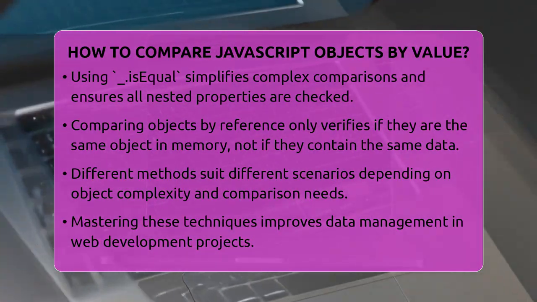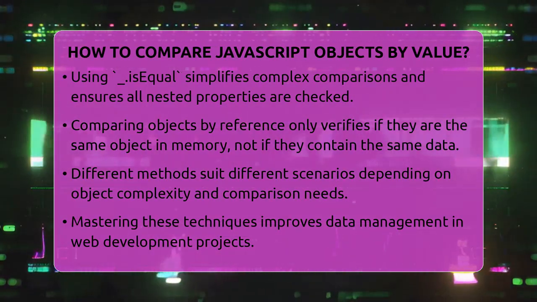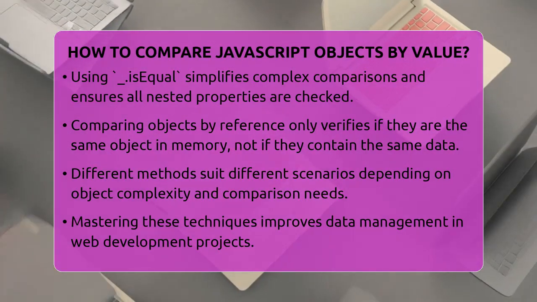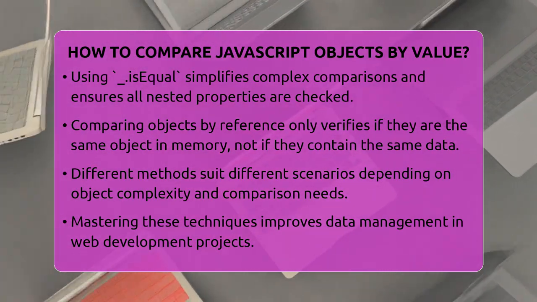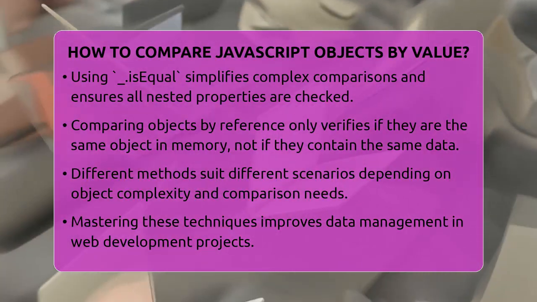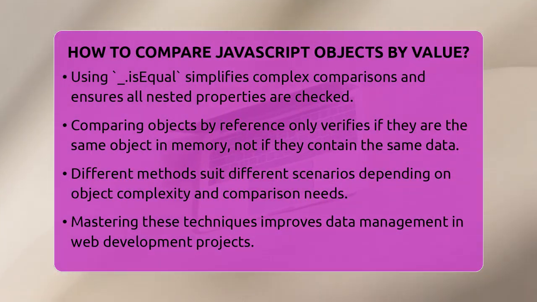Remember, comparing objects by reference only checks if they are the same object in memory. It doesn't compare their contents. JSON.stringify is good for simple objects but can fail with complex data. Manual shallow comparison is quick but limited. Deep comparison with recursion or libraries like Lodash provides the most accurate results.